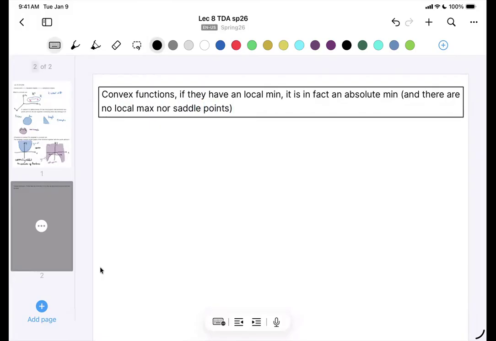So it's worth mentioning so that you know there's a useful property to have, but it's not that we're going to use this condition of convexity too much, except for what I'm about to tell you about.